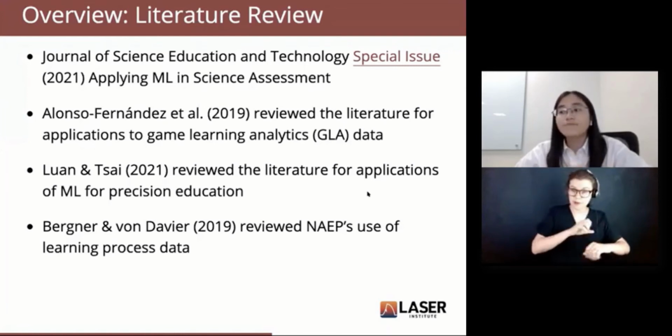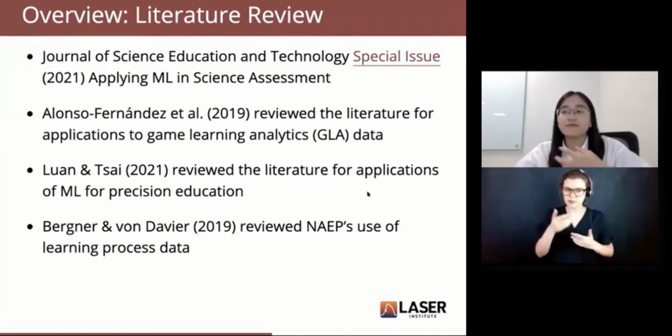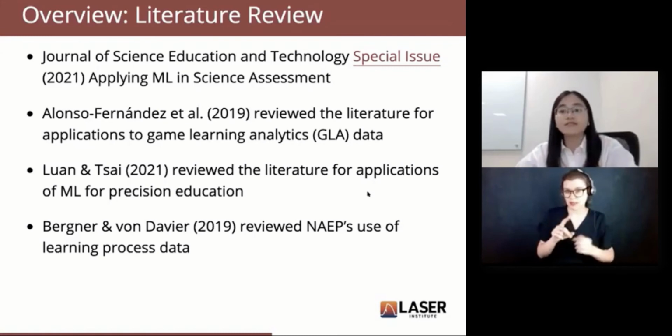Furthermore, Bergner and von Davier highlighted the trend of modeling the process as well as learning outcomes with learning analytics in their review of NAEP's use of learning process data. So those are the review studies.